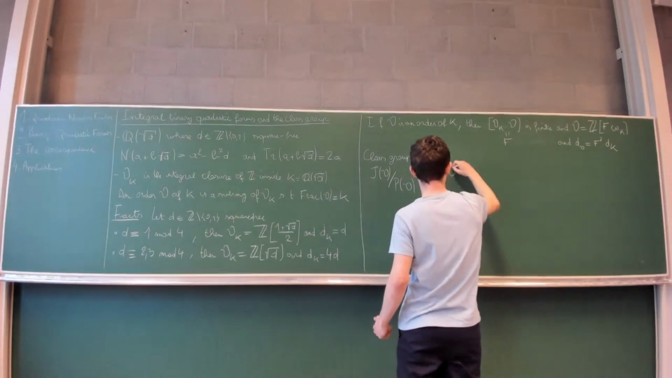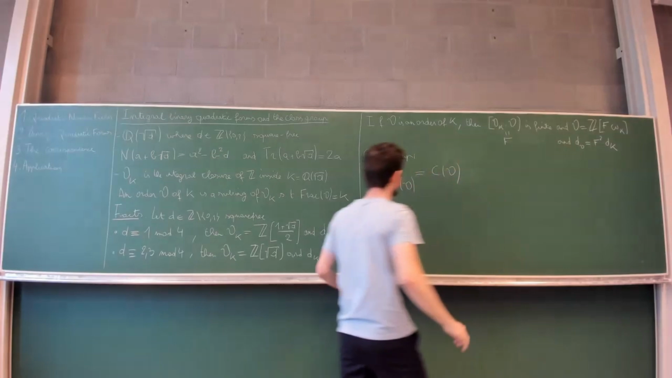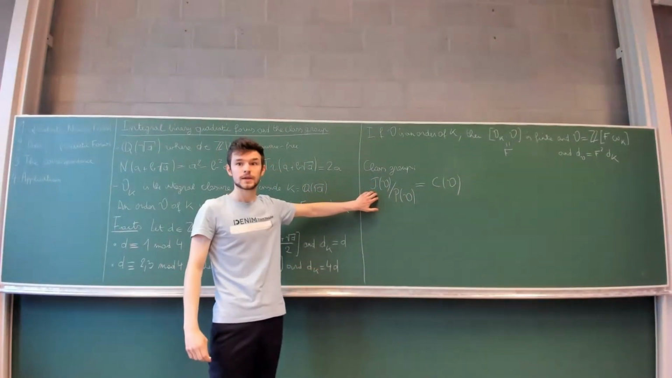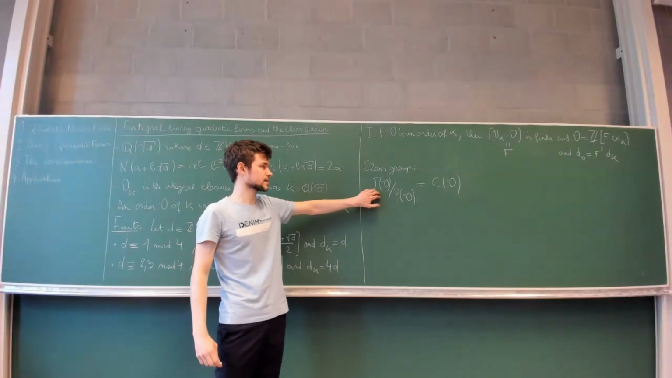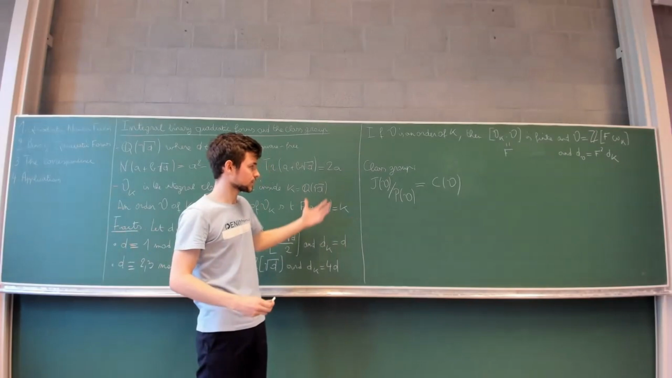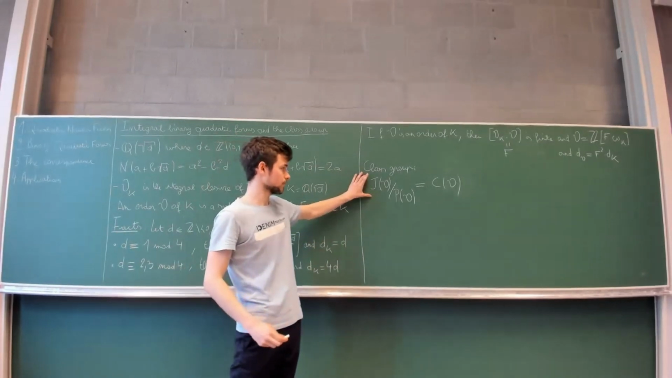So this is what I call a class group of an order. What I mean is this set J is a set of invertible fractional ideals of O. I reminded you what a fractional ideal is. We have a multiplication on that, and this forms a group.